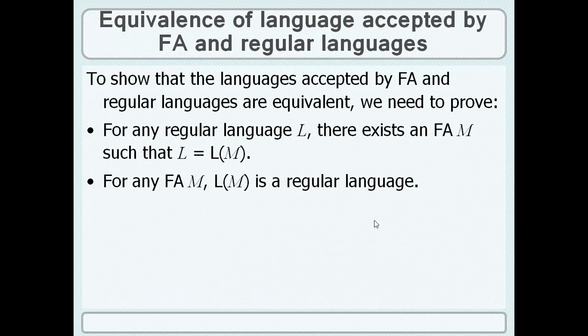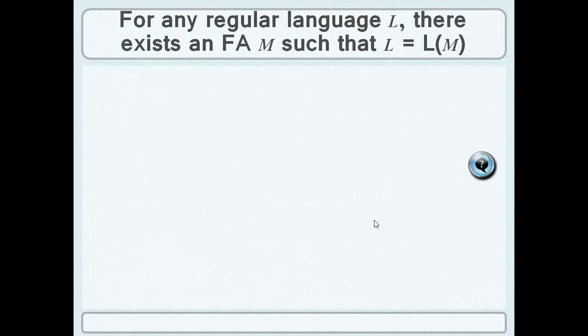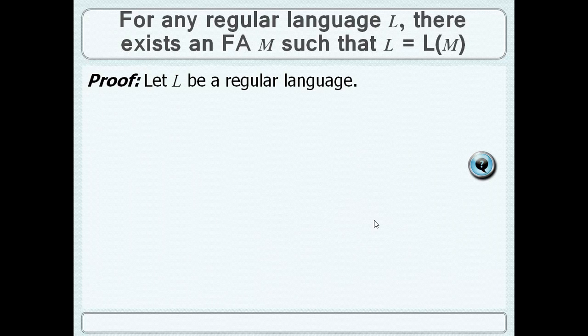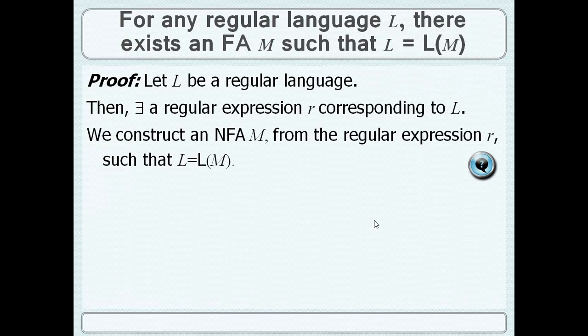Now let's study the equivalence of languages accepted by finite automata and regular languages. To show that the languages accepted by finite automata and regular languages are equivalent, we need to prove that for any regular language L, there exists a finite automaton M such that L is equal to L(M). And for any finite automaton M, L(M) is a regular language. First, for any regular language L, there exists a finite automaton M such that L is equal to L(M). The proof is given here.